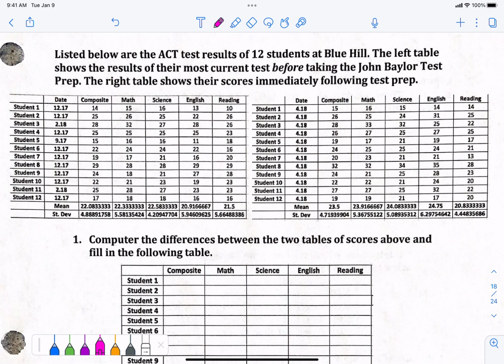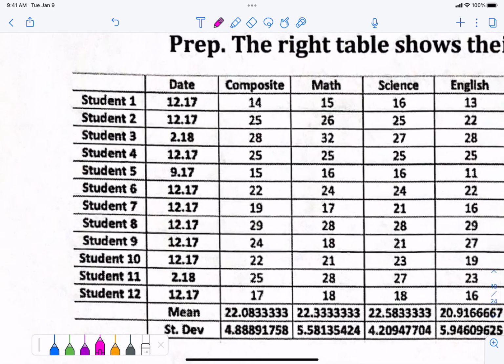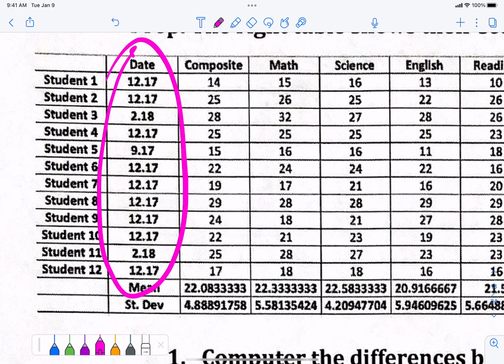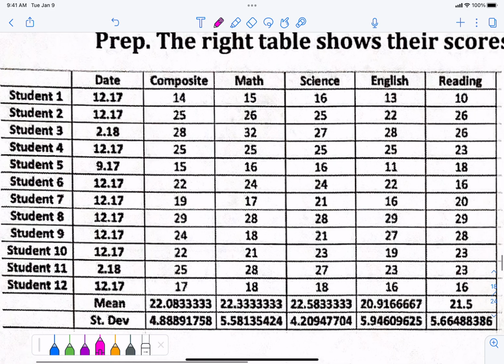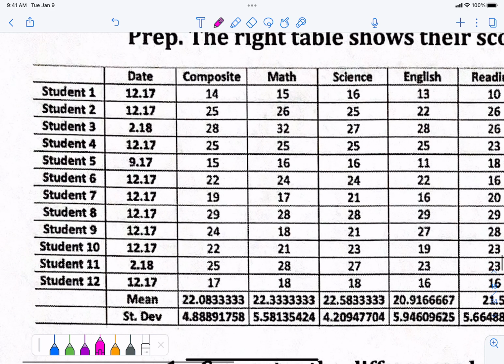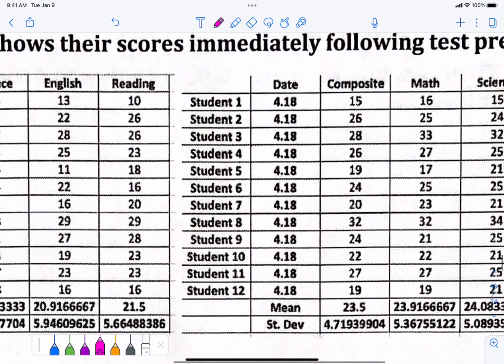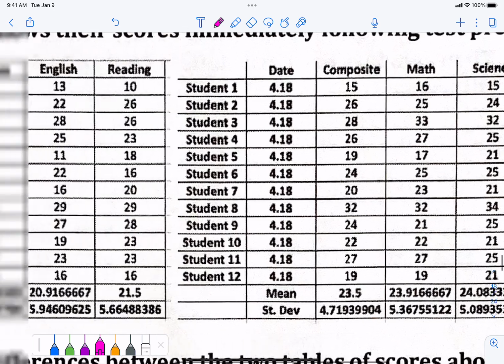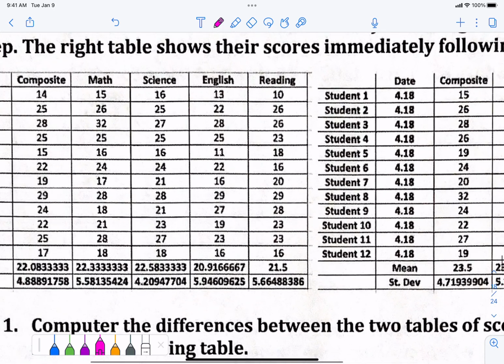All right, listed below are the ACT test results from 12 Blue Hill students. This is legit data from, I don't know, 5 years ago. This was the last year before COVID. I gathered up ACT scores. Of course, I did not put names to these, but you can see the date that they took them. I did have access to that information. This was pre-COVID or John Baylor test prep, and then they went through the John Baylor thing, and then these were their scores afterwards. So let's just compare this first person, right?